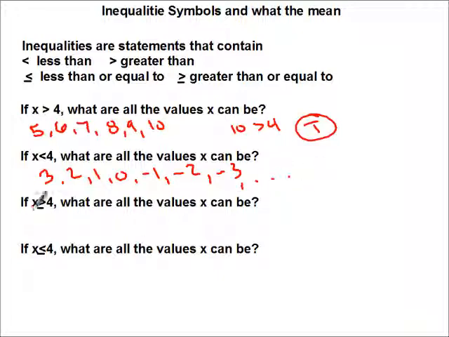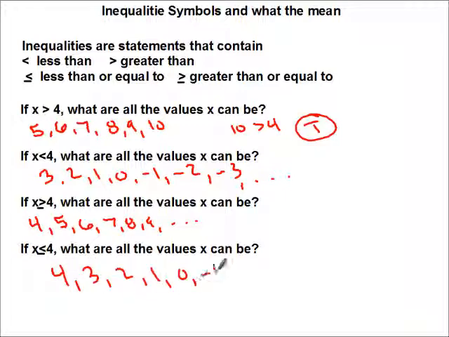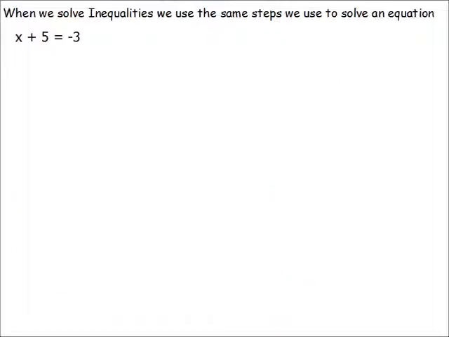Things that are greater than or equal to 4 can be greater than or equal to, so we're going to include 4, 5, 6, 7, 8, 9, and so on. And this one down here, x is less than or equal to 4, will be 4, 3, 2, 1, 0, negative 1, and so on. Alright, so let's take a look at this.